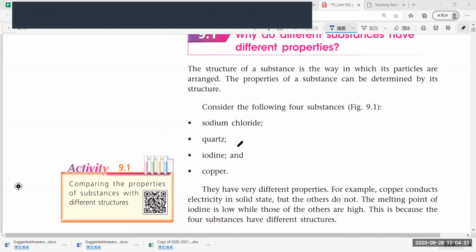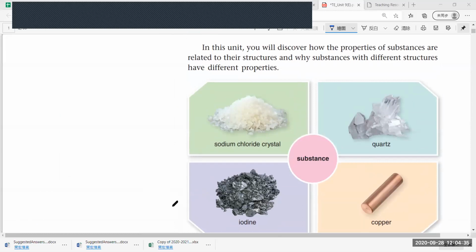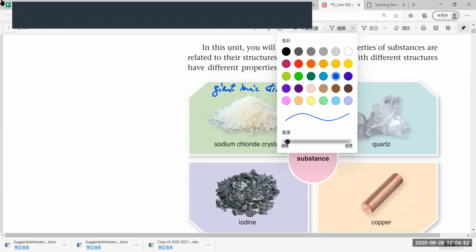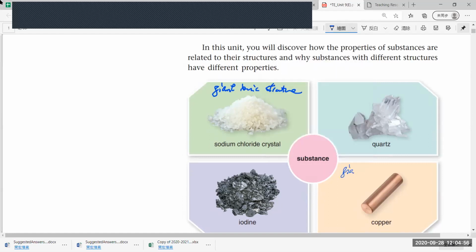What it means by simple is that, for example, if you have got those four substances, they would have their own different structures. For example, this one we call giant ionic structure, for sodium chloride crystal. And how about the others? We call them giant covalent, giant metallic, and finally the simple molecular structure. So today, we will focus on the simple molecular structure instead.